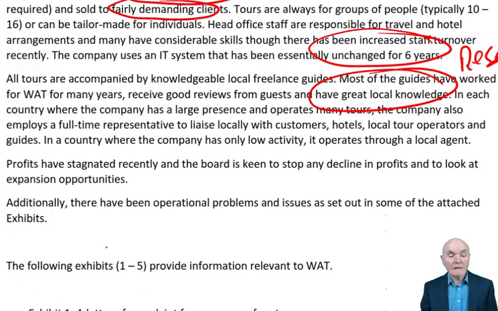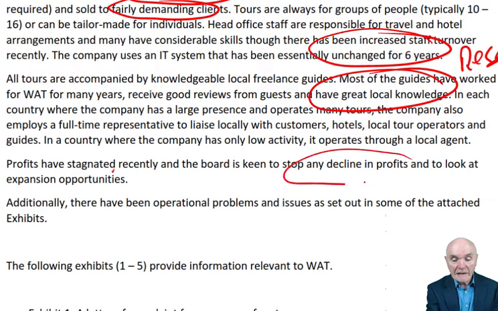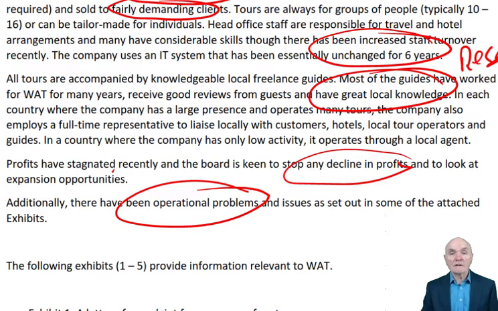to warrant that. Profits have stagnated, and we want to stop a decline in profits and look for expansion opportunities. So maybe there's a little bit of almost forewarning there of what one of the questions is going to be dealing with. And then we have operational problems, and almost certainly this is going to come up later when we're asked to solve part of the case study.